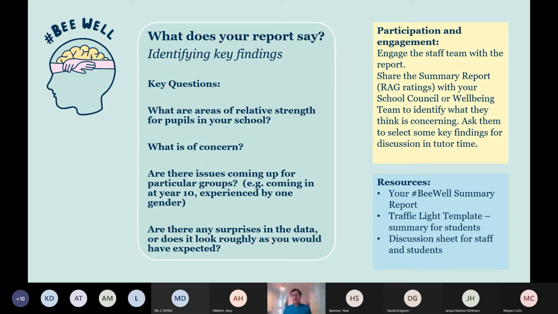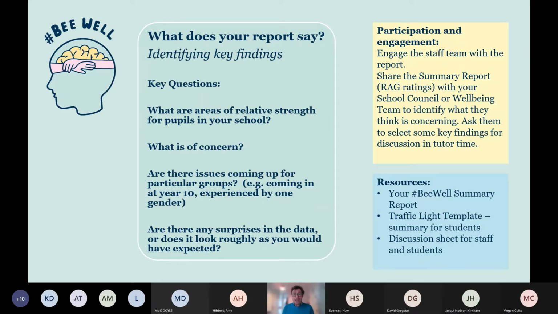So in terms of what we would encourage you to do is obviously engage the staff team with the report. This is not a report that will sit in a head teacher's office. We would really encourage you to share it with staff. Obviously it's big, there's a lot of data there. So it may be that you have a representation of staff that look at the whole thing, or it may be that you share the summary report with a wider group of staff. You know what works for you.